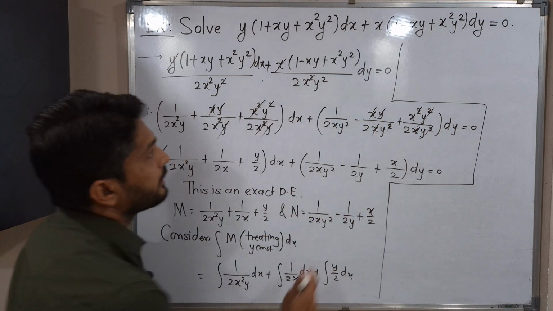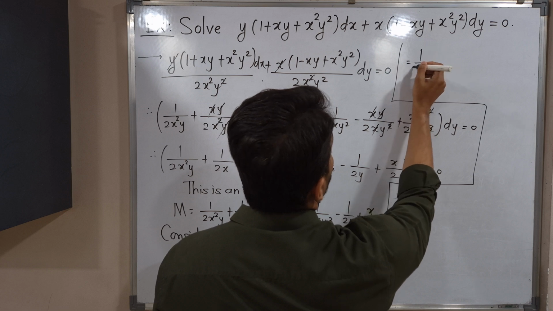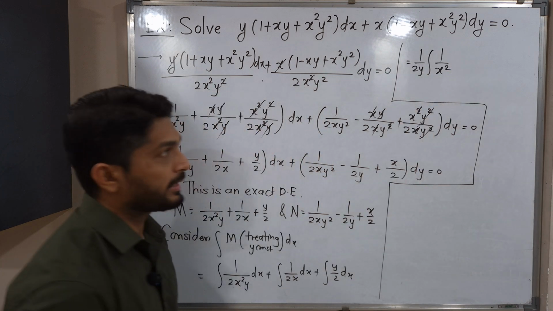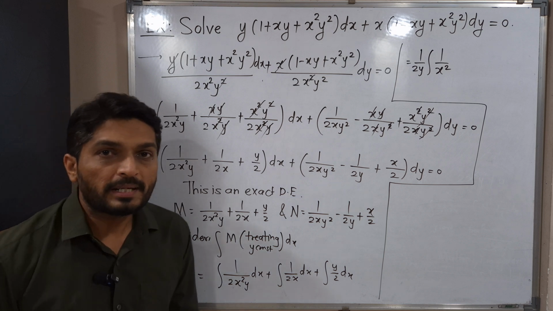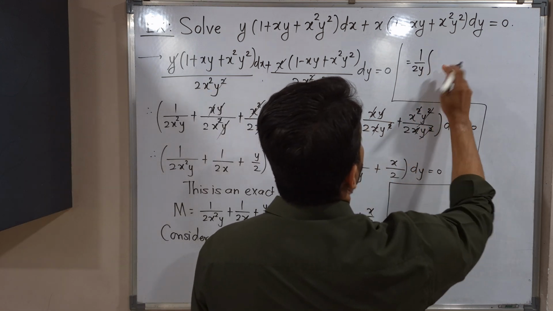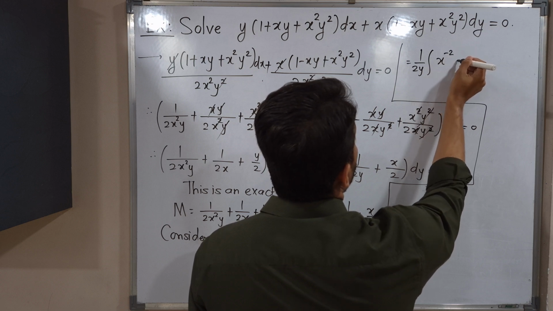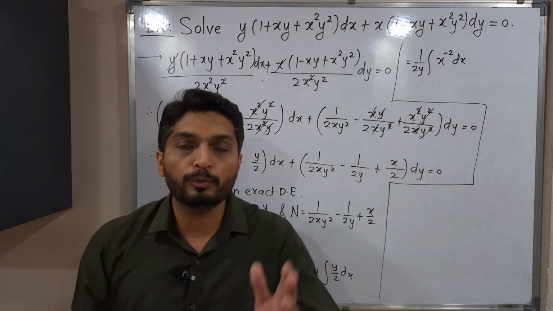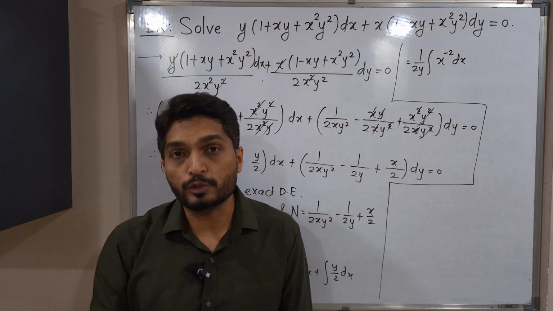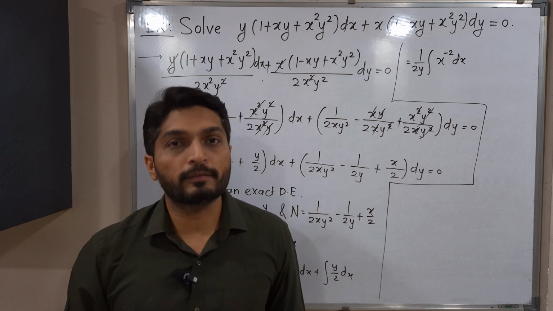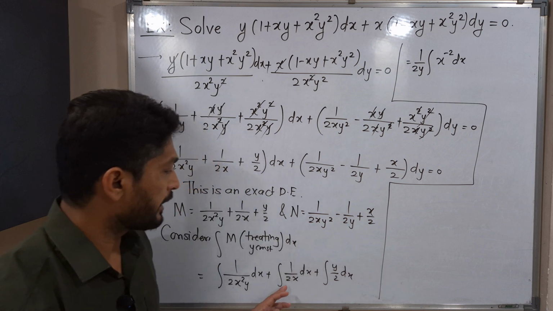So 1 by 2y, that is a constant. Inside we have 1 by x square, dx. But instead of writing 1 by x square, I will write x raised to minus 2 dx, having the same meaning. 1 by x square, if you shift it to the numerator, you will have x raised to minus 2. But see why I am writing in this way? Since it will be easy to apply the formula. That's why I am writing it that way.